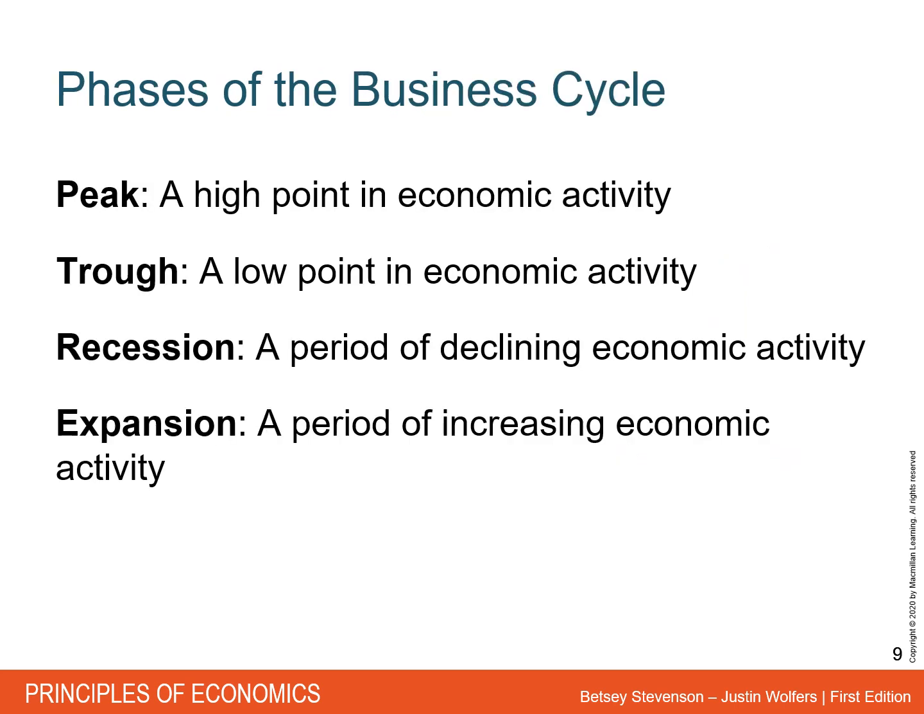All right, so there are four phases in the business cycle. They're called peak, that's the highest point of economic activity. Trough is the lowest point. Recession is when it's decreasing. Expansion is when it's increasing.